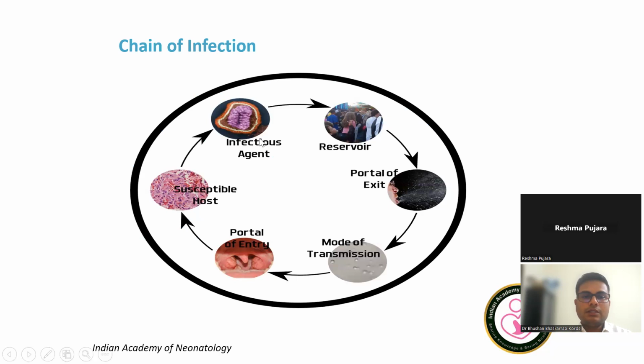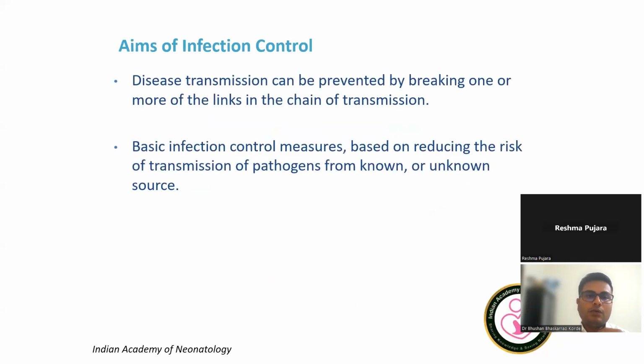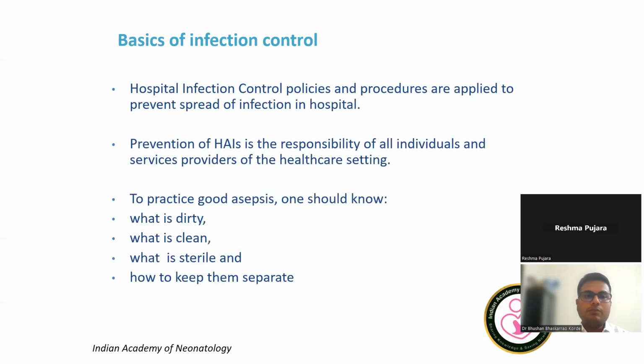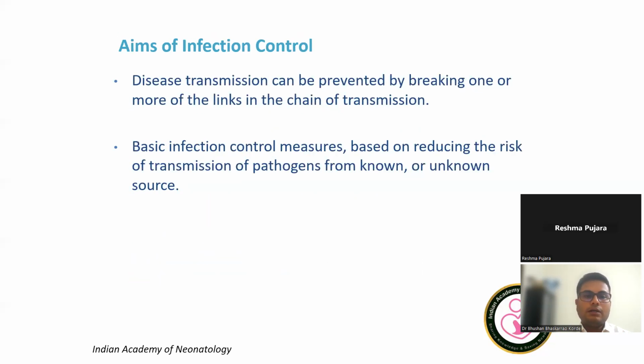As you can see, this is the chain of infection depicted in this picture. We are all aware of this chain of infection transmission. To break this chain, we need to take some steps. If we are able to break this chain, transmission of the infectious agent will not take place, and this will effectively prevent the infection. So what is our aim of infection control? Mainly, disease transmission can be prevented by breaking one or more of these links in the chain of transmission.